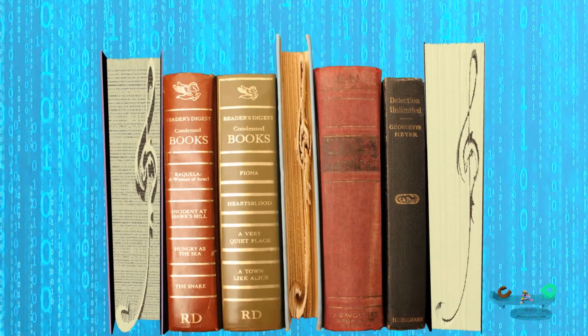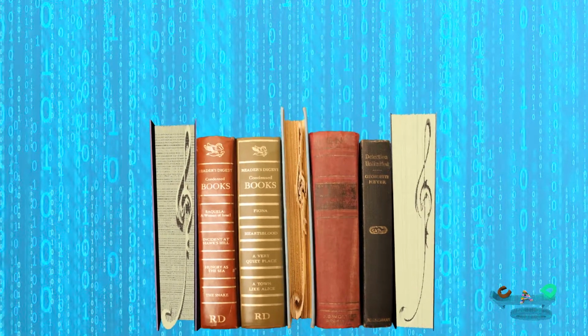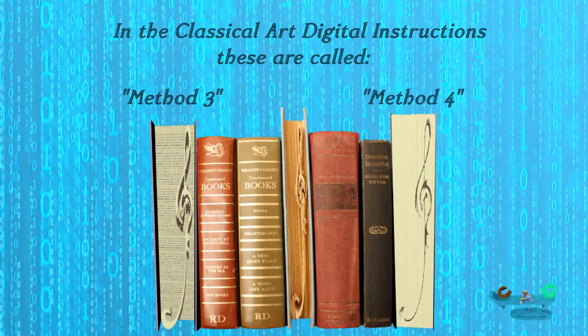In part 3, you will learn about 2 other methods to obtain interesting results with your books. In the classical art digital instruction, these are called method 3 and method 4.